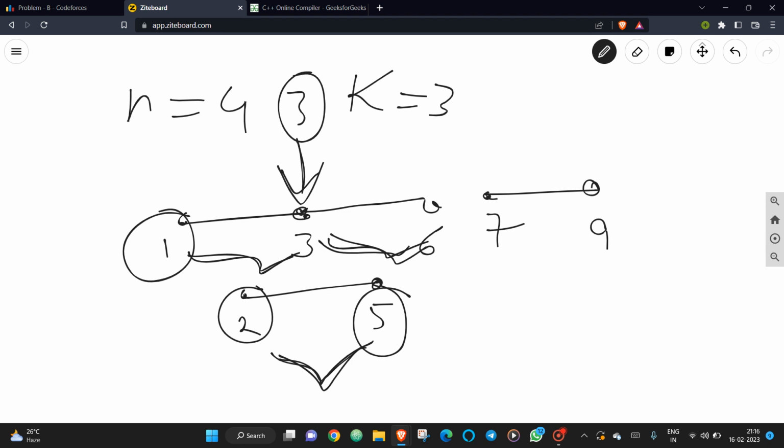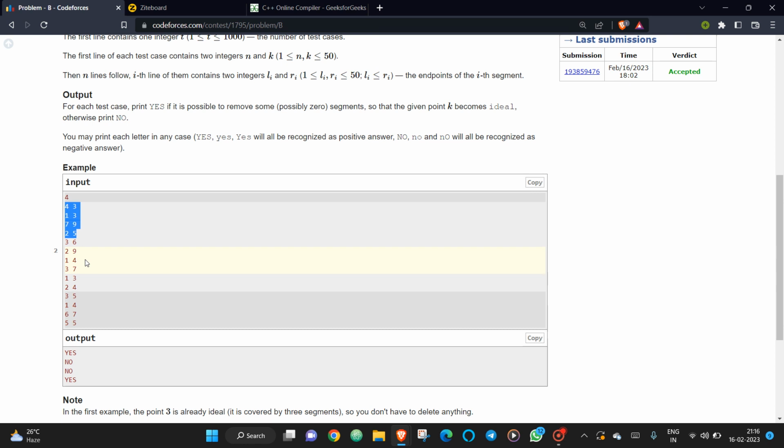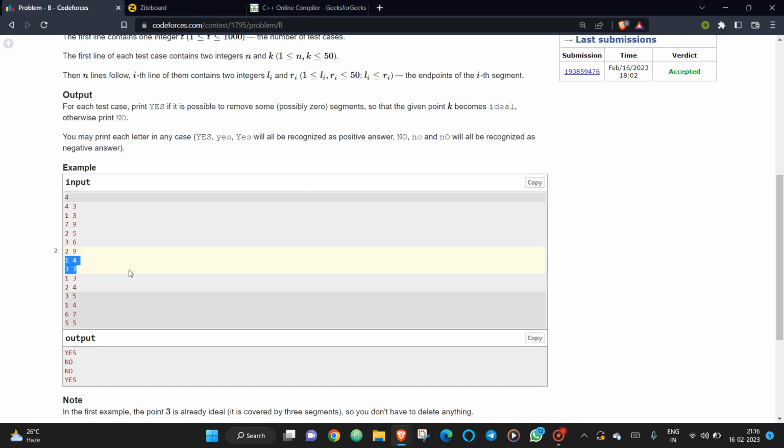How? Here in 2 to 5 and 3 to 6, so it is covered 2 times. If you check 6, it is only 1. And for this range, all those numbers are visited once. So our 3 is visited the most number of times, so our k is an ideal point. Now, in the first case, the given k is already an ideal point, so you can print yes.